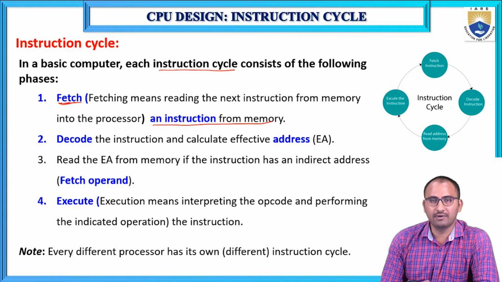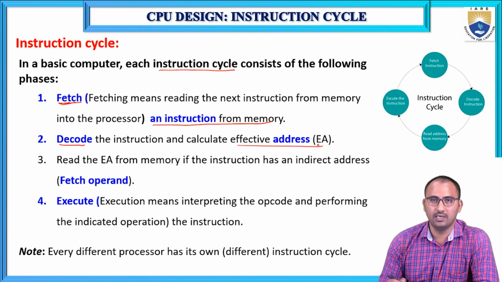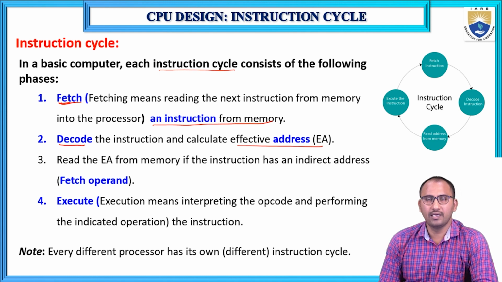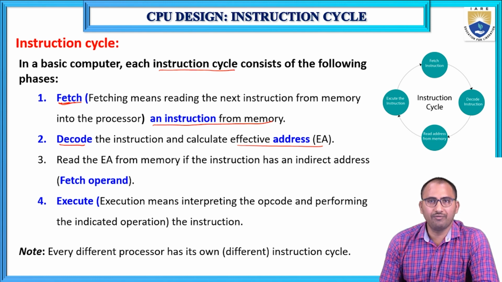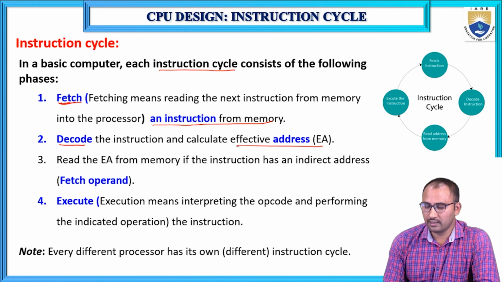After the fetch phase, the next phase is decoding. What is decoding? Decoding the instruction and calculating the effective address. Decoding determines what type of operation the instruction has to perform. Also, in this decoding phase, we need to calculate the effective address of the operand.